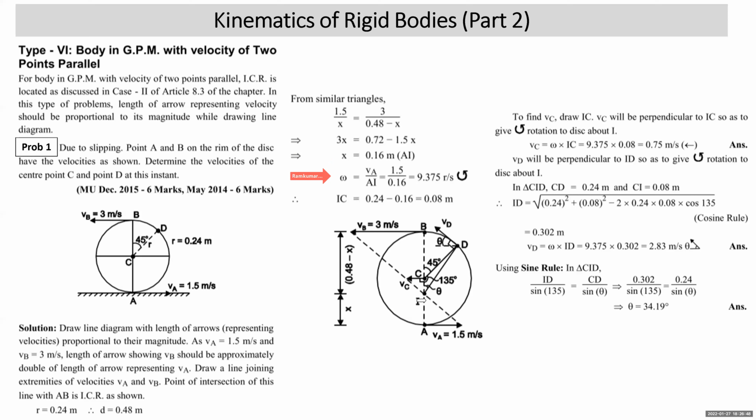Point C should be joined with ICR. Velocity of point C should be perpendicular to CI in such a way that it gives anti-clockwise rotation. So it will be horizontally towards left, perpendicular to CI. Velocity of point C will be omega into CI. Omega is 9.375. IC or CI is 0.24 minus 0.16, 0.08. All right.